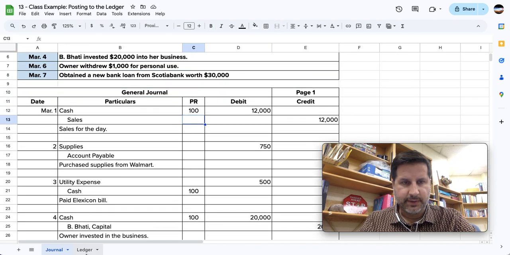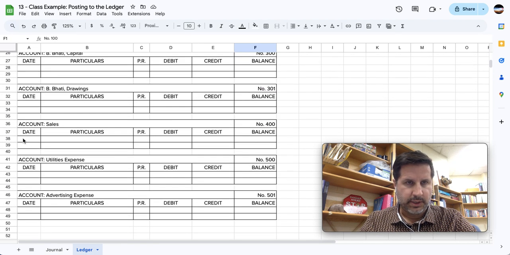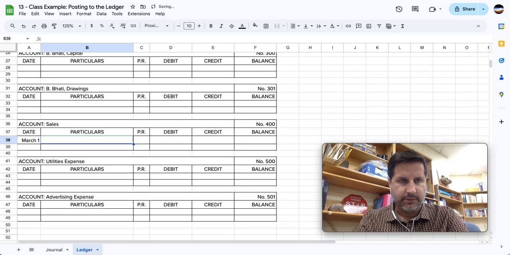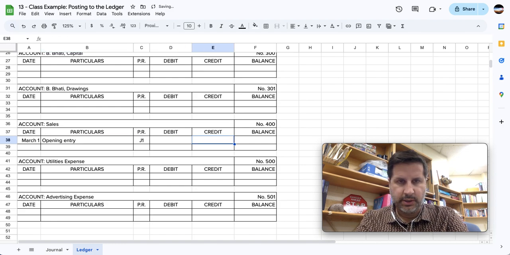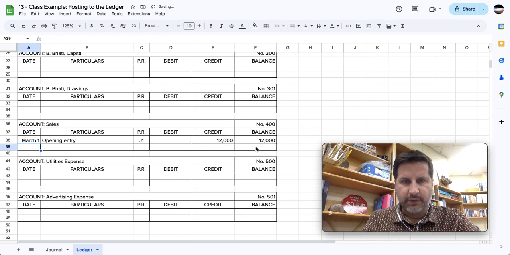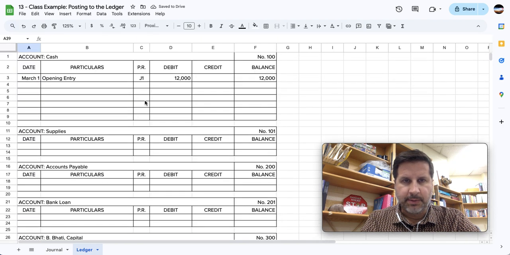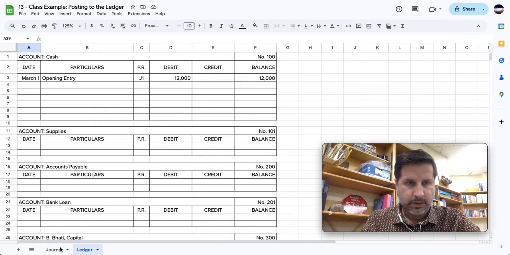Now I need to do my sales. So I go now to sales, which is right here on March the 1st. We had an opening entry on journal page 1, and we credited sales 12,000 and so on. So now I have a credit balance of 12,000 in sales, which makes sense, and a debit balance of cash of 12 grand. That makes sense. On we go. I keep hitting that. Sorry, everyone. To the journal.